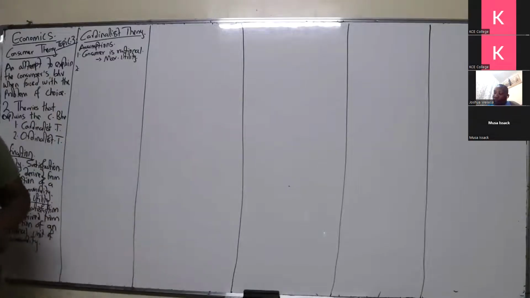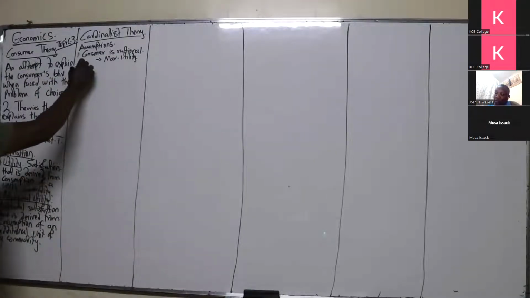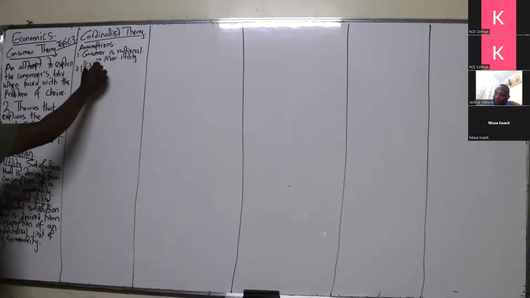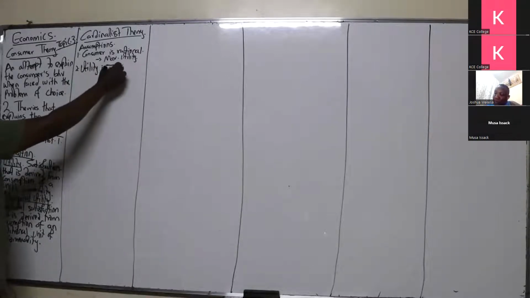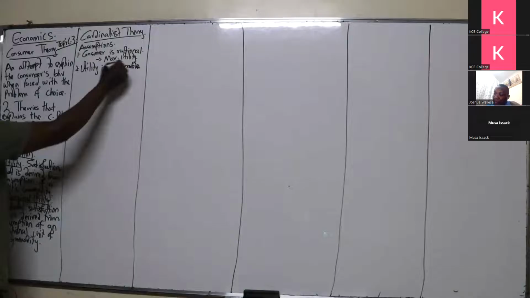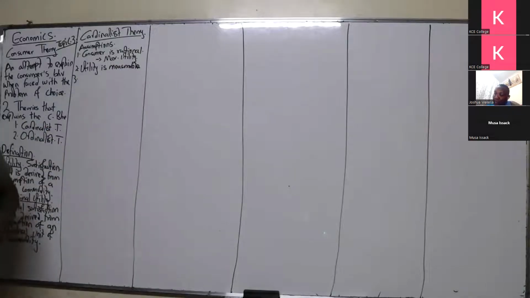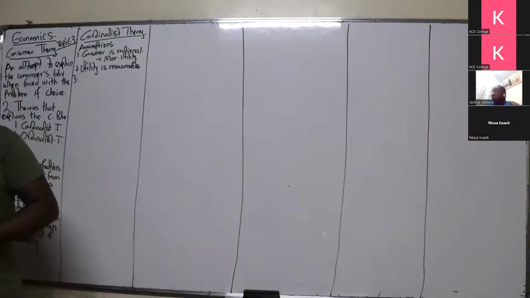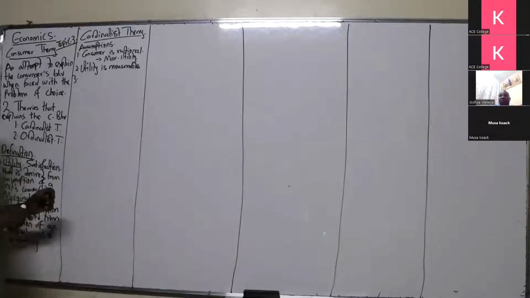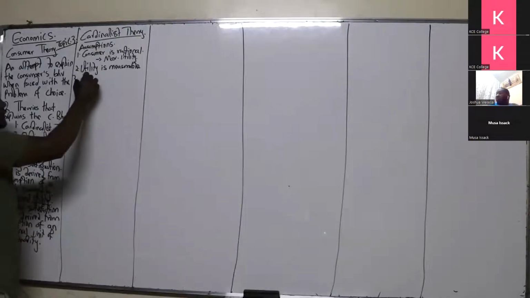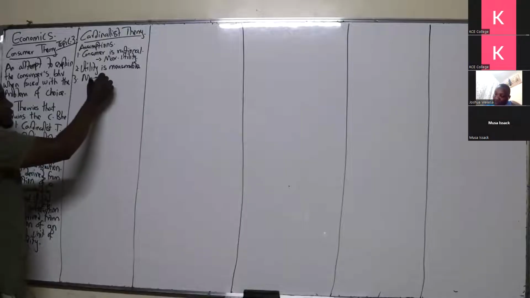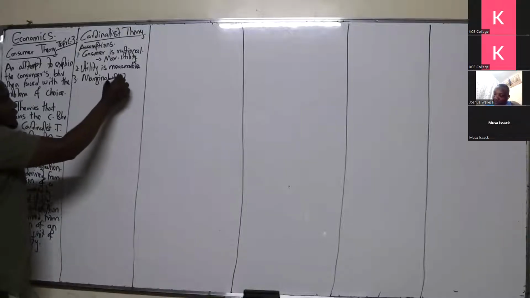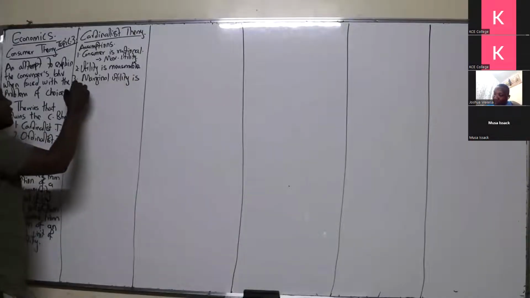The next one is that utility is measurable. And lastly, number three, is that the marginal utility is constant.